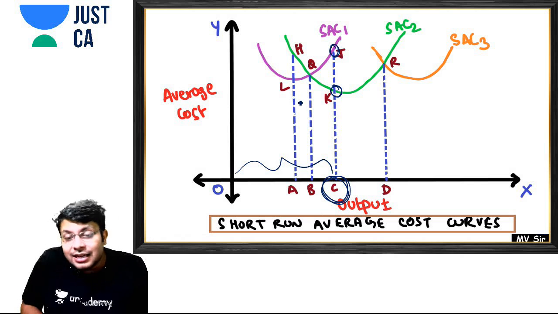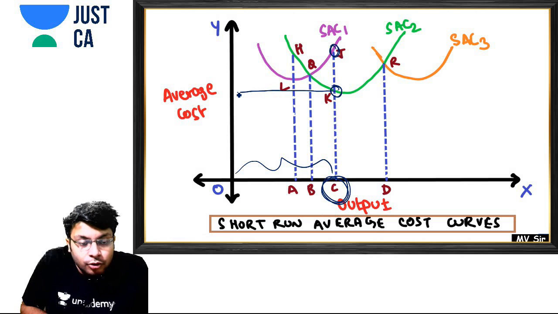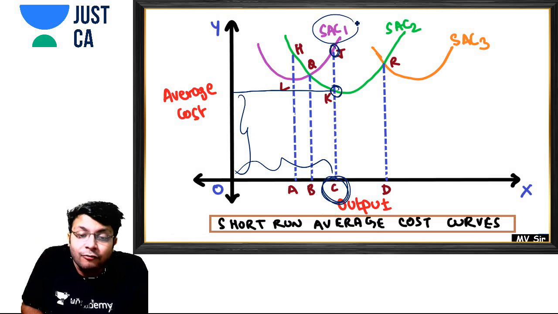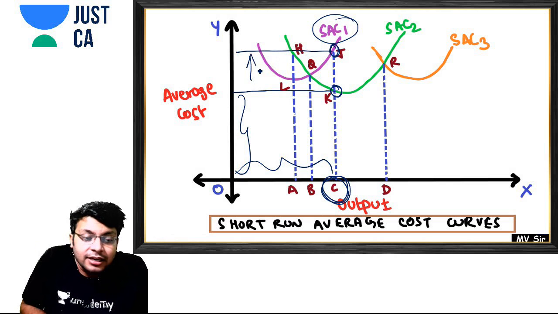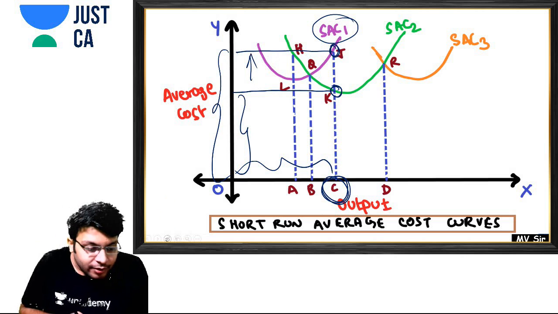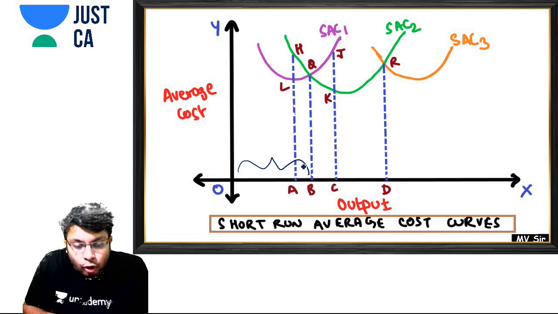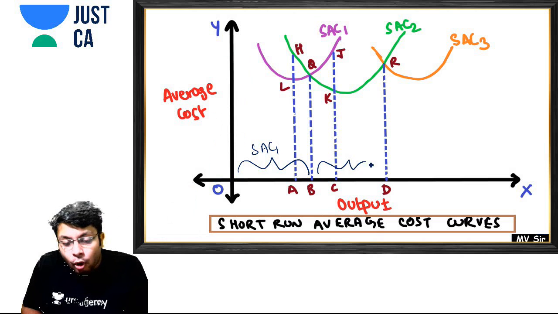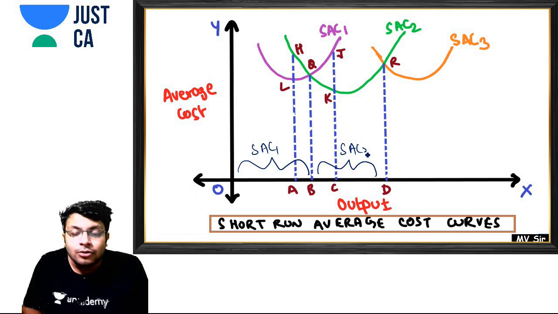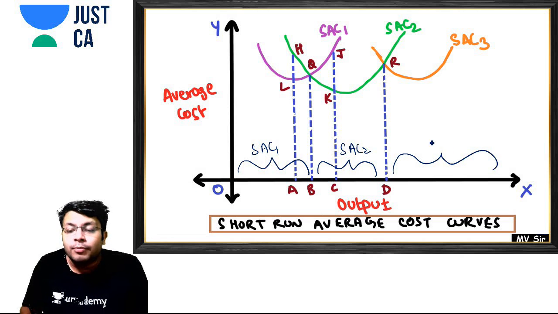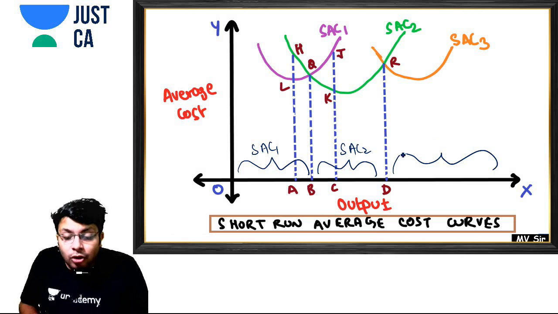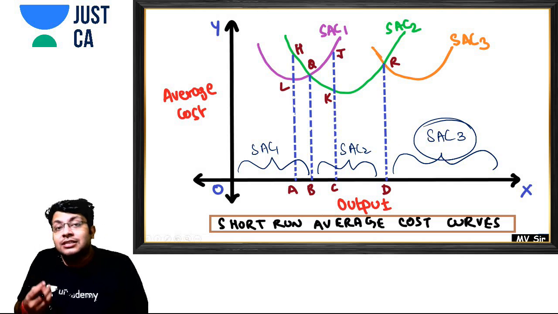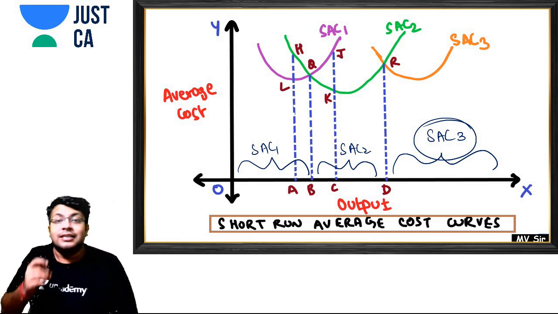If you are producing this at SAC2, you are getting a cost up to here. But if you produce the same level of output on SAC1, your cost is increasing. Here you are getting more cost. So up to OB, I'll prefer to produce on SAC1. Then from OB to OD, I'll prefer to produce on SAC2. And similarly, if I want to produce more than OD, then I'll choose to produce on SAC3. So this is how I choose my plant size.